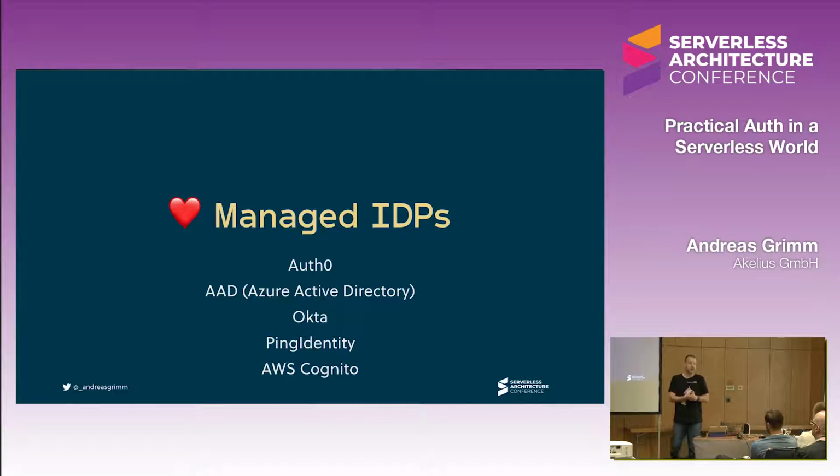And we're going to use Auth0 in our examples later, but there are quite some more. For example, Azure Active Directory is also a managed identity provider. There's more Okta, Ping Identity, also AWS Cognito, and there's more.